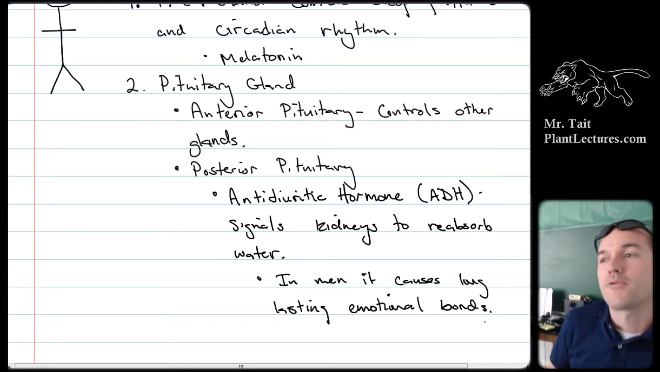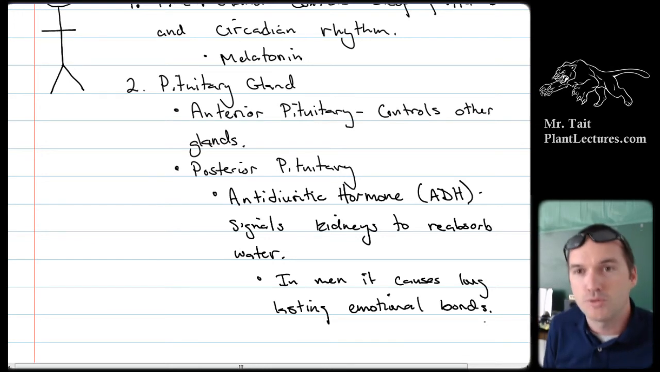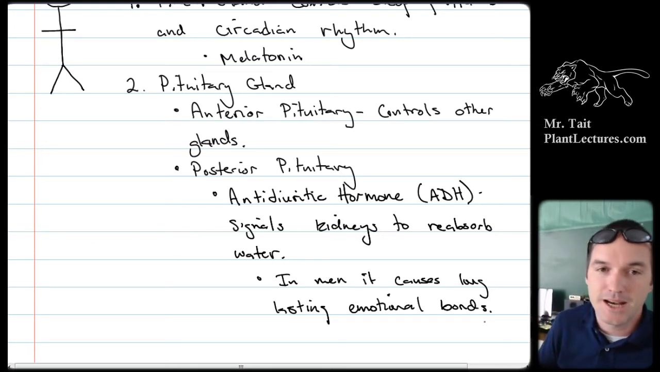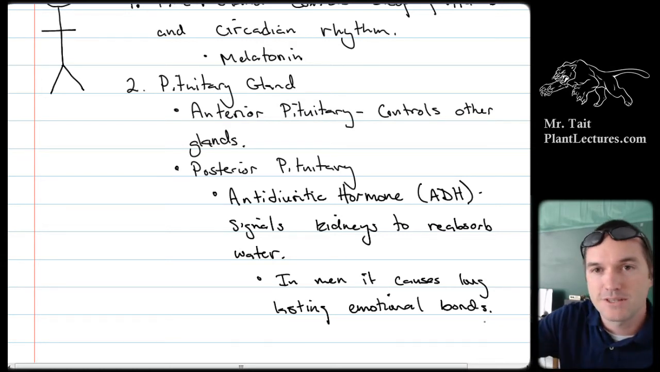This is caused by the release of antidiuretic hormone, which allows men to form long-lasting emotional bonds with one another, because those are the times in which they need to form those bonds: in times of stress, in times of physical exertion.